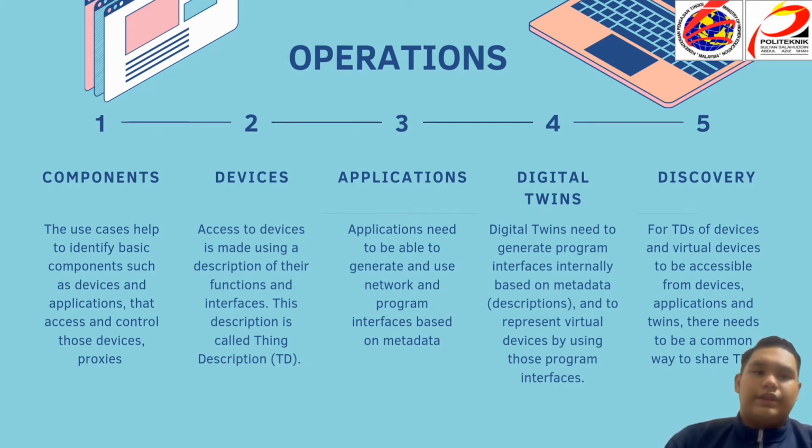Next, digital twins need to generate program interfaces internally based on metadata description and to represent a virtual device by using this program interface. A twin has to produce a description for the virtual device and make it externally available. Identifiers of the virtual device need to be newly assigned, therefore are different from the original device. This makes sure that the virtual device and the original device are clearly recognized as separate entities.